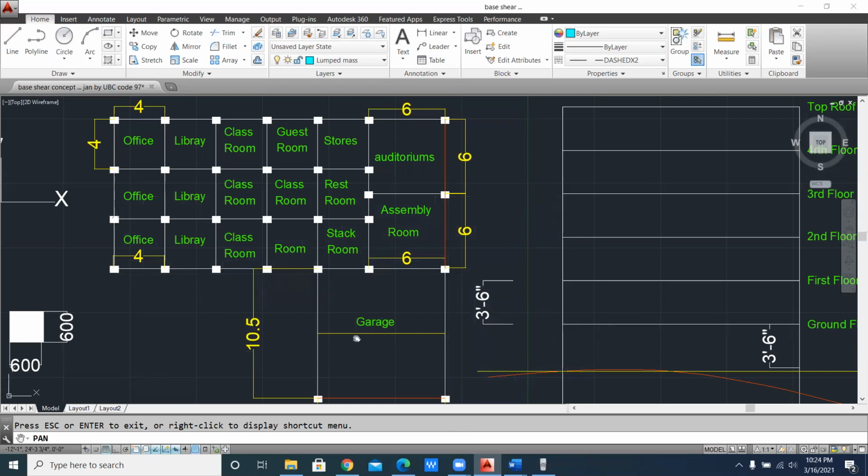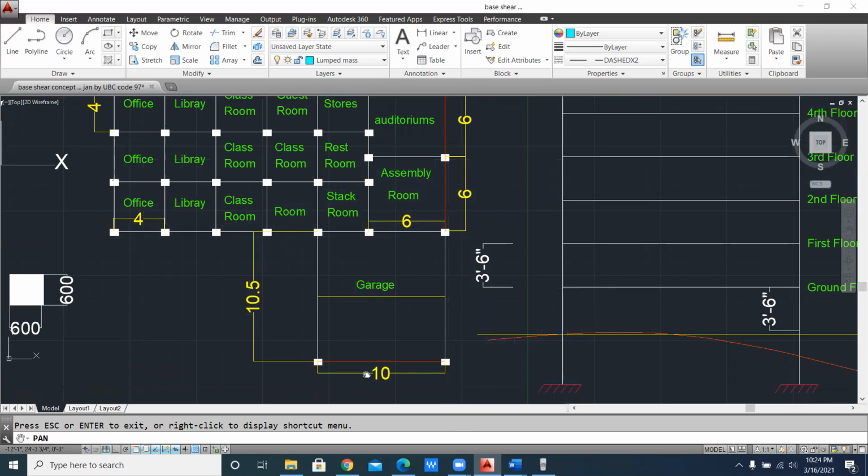Here first of all we have to calculate the length, as we know that the secondary beam has a length of 10.